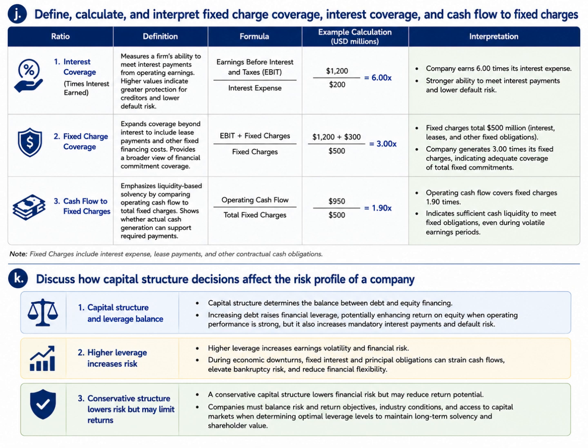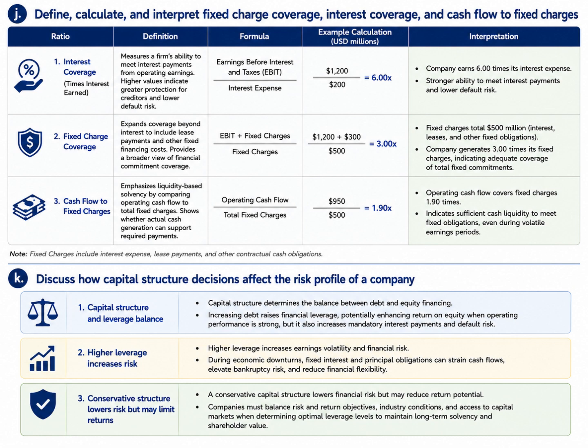Cash flow to fixed charges emphasizes liquidity-based solvency. It compares operating cash flow to total fixed charges, highlighting whether actual cash generation, not accounting income, can support required payments. This measure is particularly important during volatile earnings periods. K. Discuss how capital structure decisions affect the risk profile of a company.